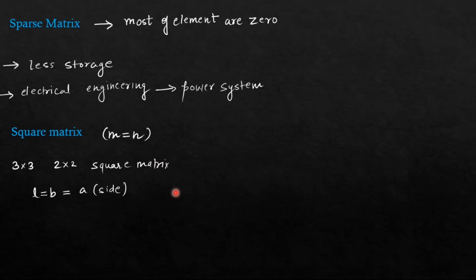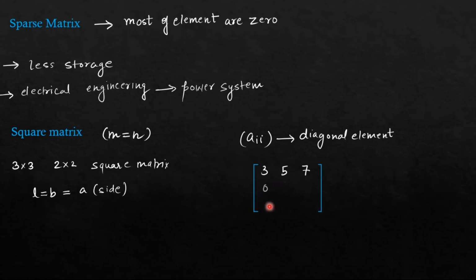Now in square matrix we define the diagonal elements. The diagonal elements are those in which i is equal to j. They are represented by aii. These are the diagonal elements. If I take an example, suppose this is a matrix. We have elements 3, 5, 7, 0, 1, 2, 2, 1, 5. So this is a 3x3 matrix. This is a square matrix. Why? Because we have 3 rows and 3 columns.